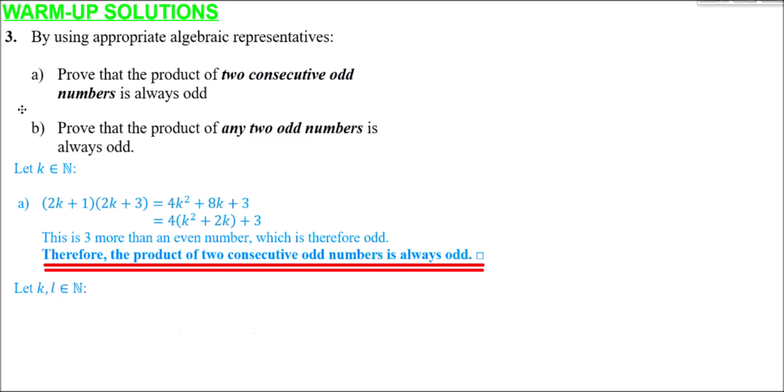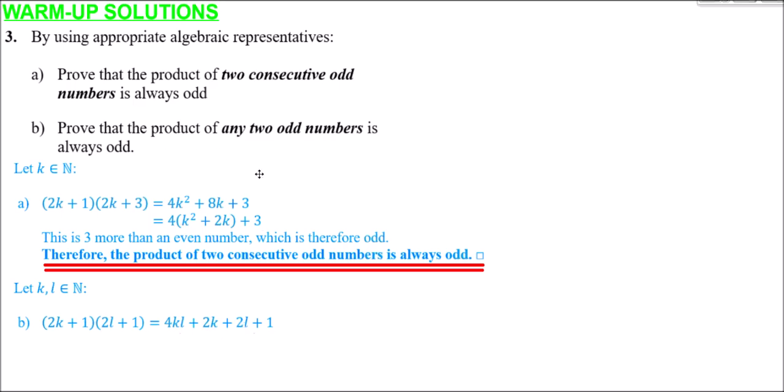So a representative for the first odd number using K would be 2k plus 1. Representing an odd number using L could be 2l plus 1. So the product of one and the other, just put them both in brackets and expand out. We get 4kl plus 2k plus 2l plus 1.